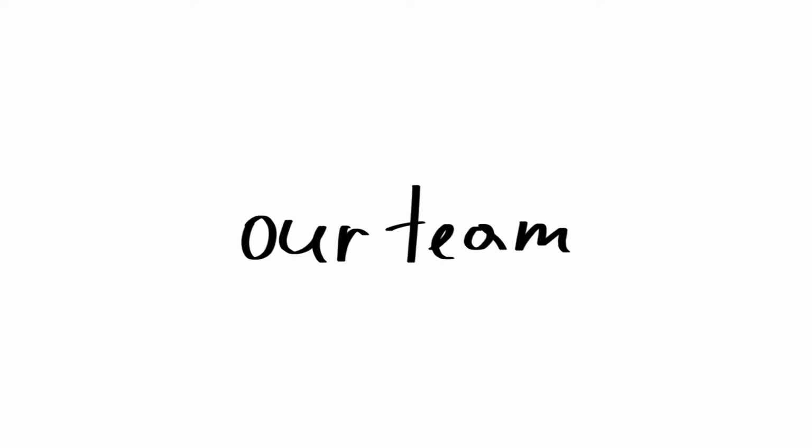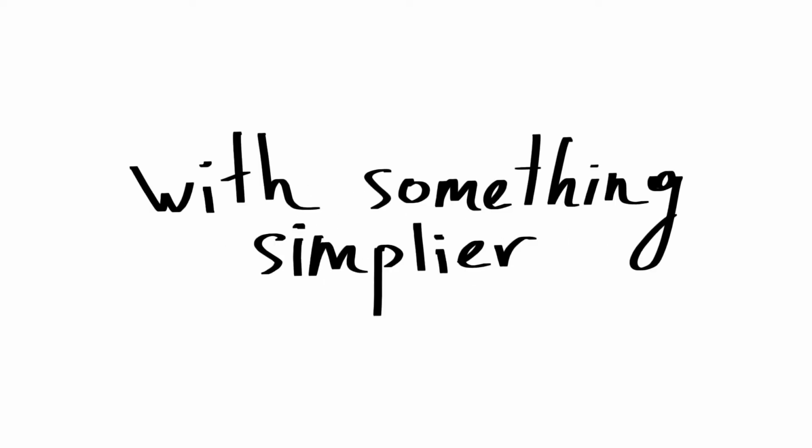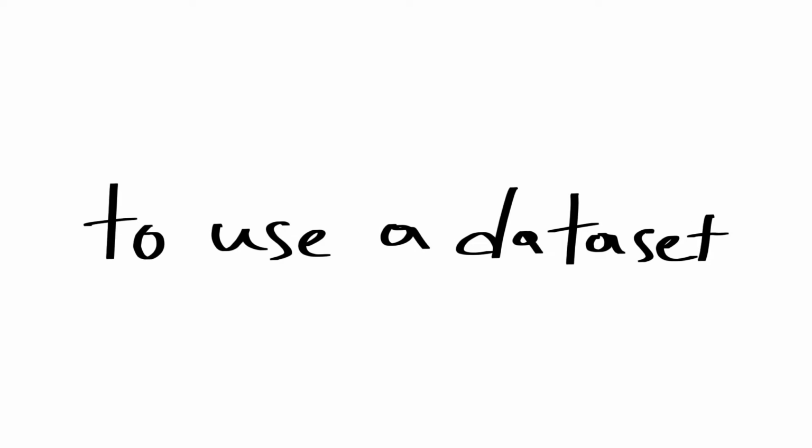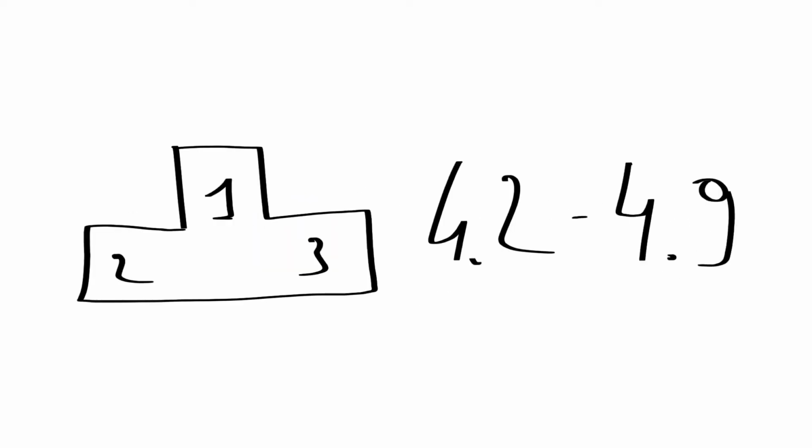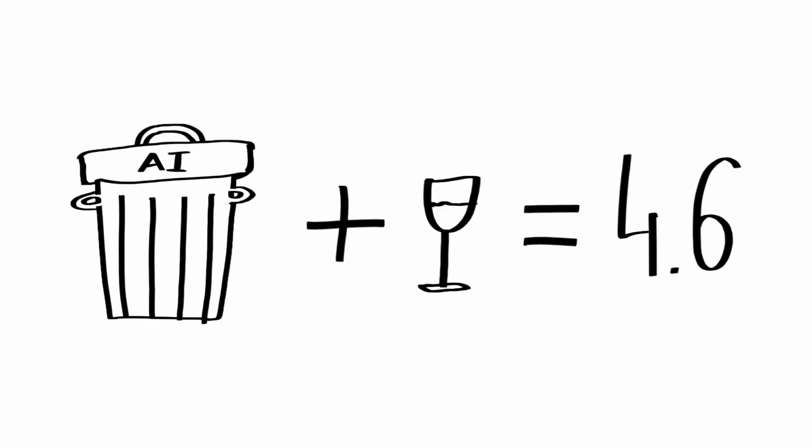Jokes aside, we have collected a dataset of more than 26,000 wine bottles. You can find it in the video description if you want. But our team decided to stick with something simpler, and we have chosen to use a dataset of red Spanish wines, which is including the rating of a wine from 4.2 to 4.9. So we had an idea of making a model that will predict it.